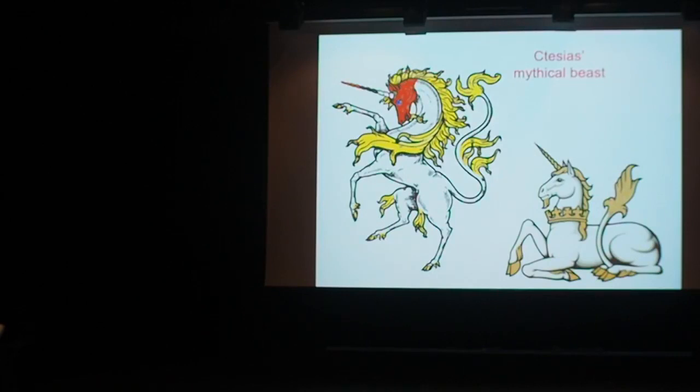Unicorn, the other great Scottish beast. And it, again, probably has more connection with Scotland than elsewhere, but originally, of course, it came from Asia Minor. Ctesias gives it a wonderful description where he describes it as having a red head and a blue eye and a multicolored horn. And it's normally shown as white and gold.